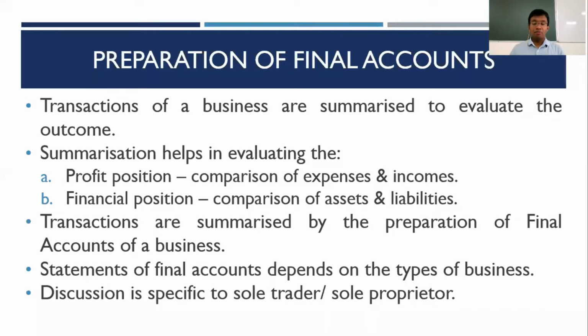What is meant by profit position? Profit position of a firm refers to the comparison of expenses and incomes of a firm. When we talk about the profit position of a firm, we are trying to match the expenses with the incomes. What do you mean by expenses? Expenses are those transactions where there's an outflow of money. What do you mean by an income? Incomes are those transactions that result in inflow of money. So at some point of time, you have to compare your outflow of money with your inflow of money, and then you have to say which side is more.